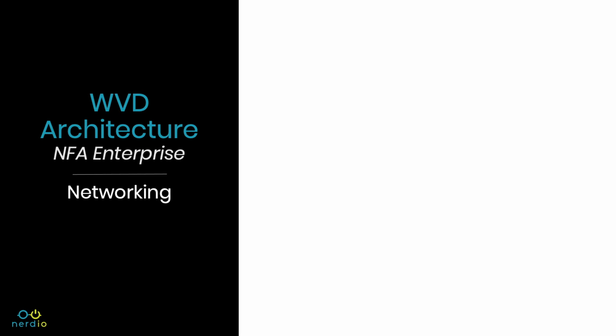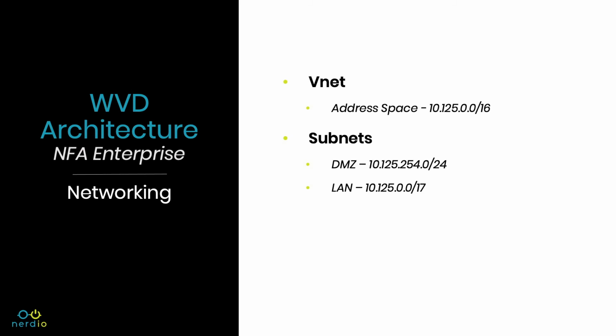So let's talk about the networking portion that gets built. First, we create a VNet in Azure. The address space is 10.125.0.0/16. So this is the address space that our two subnets can be created within. We create a DMZ and we create a LAN. We also then protect this environment with what's known as network security groups in Azure. So we're going to protect our subnets with overall rules on top of them.